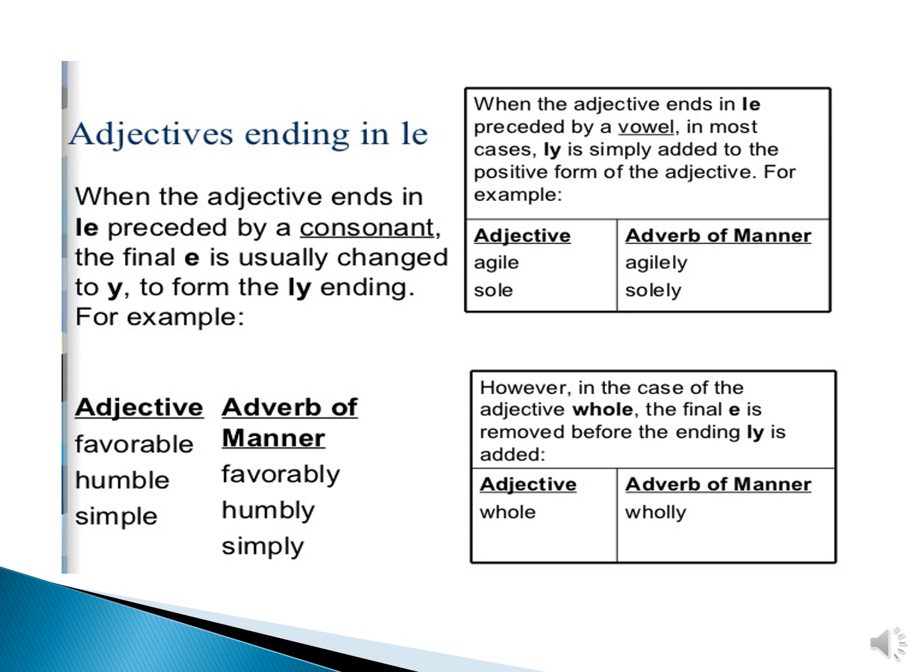And when the adjectives end in -le preceded by a vowel, in most cases, -ly is simply added to the positive form of the adjective. For example, agile, agilely, sole, solely. However, in the case of the adjective whole, the final e is removed before the ending -ly is added. Whole, wholly.